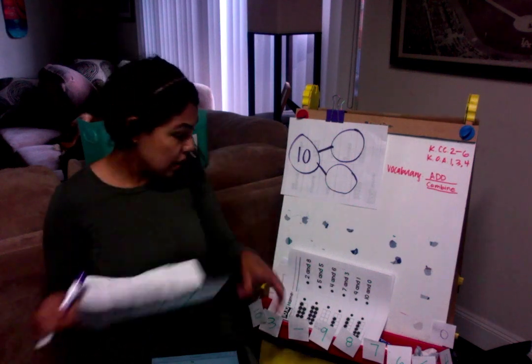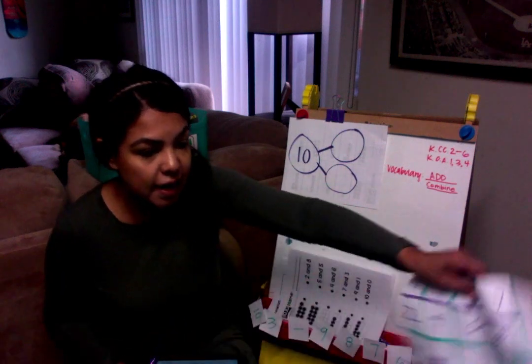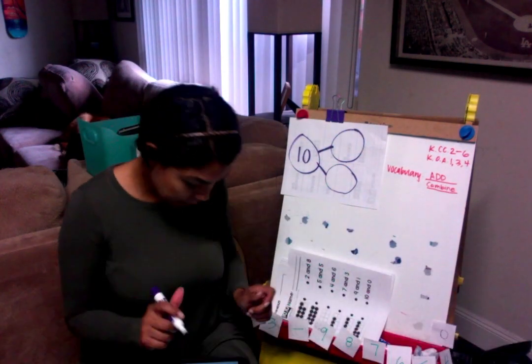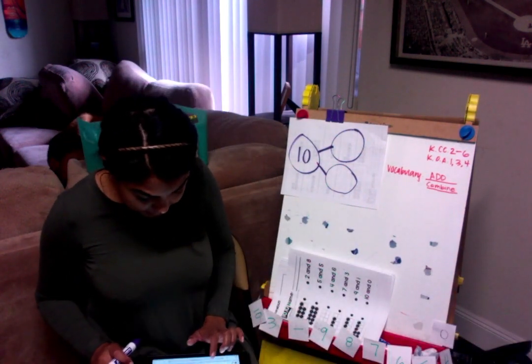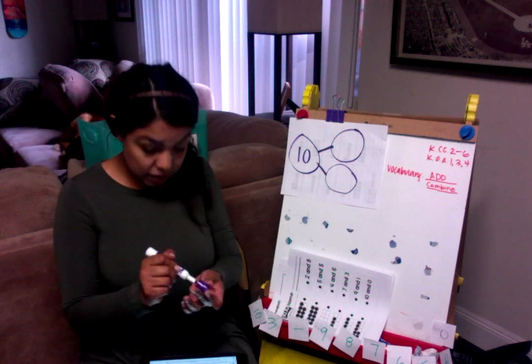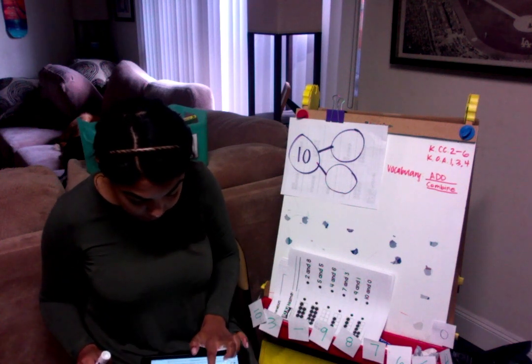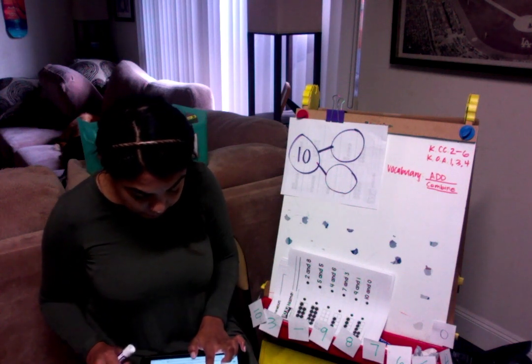Little squares. I have them all ready right here. You see all my little flashcards? They're ready. Oh, yeah. They're ready. So, now that they're ready, what we're going to do today is we're going to read a story. Oops. It's called 10 for Me.